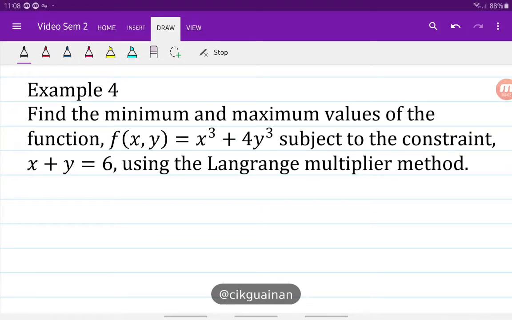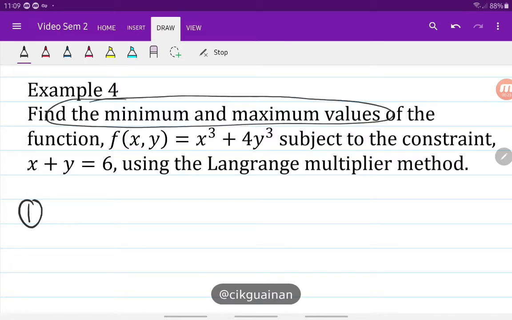In this video, I would like to continue with the fourth example of Lagrange multiplier. The first step is to state what is the objective function and the constraint function. Now, what we want is to find the minimum and the maximum values. So we have to find everything.